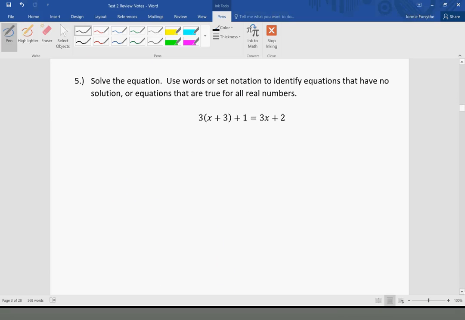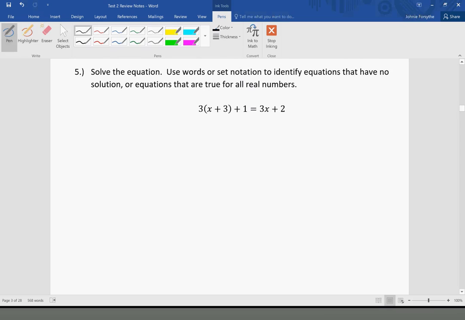Okay, number 5. Solve the equation. Use words or set notation to identify equations that have no solution or equations that are true for all real numbers. So to solve this equation, I'm going to start by simplifying each side of the equal sign. So I'm going to focus on the left side. So on the left, I'm going to distribute this 3 in the parentheses. So I have 3 times x, which is 3x, and 3 times 3 is 9. I'm going to bring down everything else.